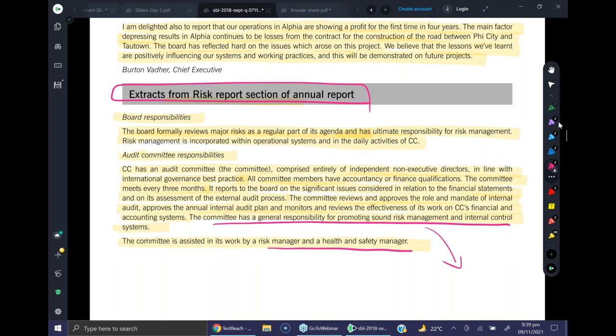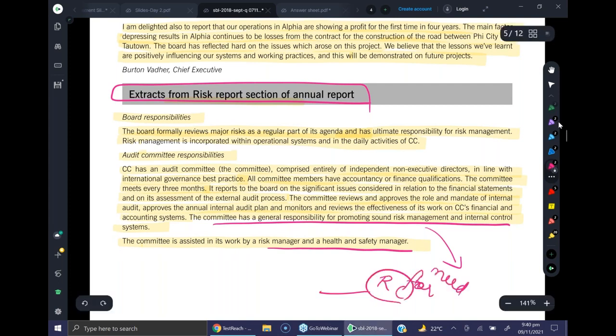So the audit committee seems to have a lot of roles to perform. It sounds like they don't have a lot of time left for risk management work. So that also suggests the need for a risk committee. Do you understand what I'm saying? Sorry, the need for a risk committee.